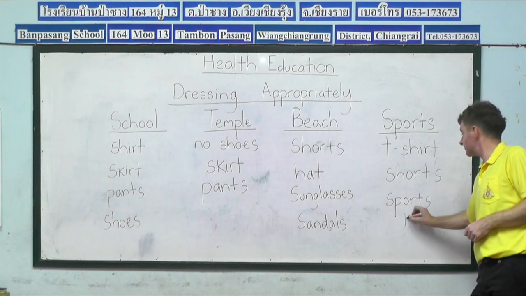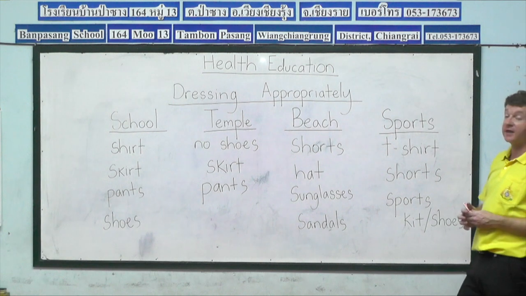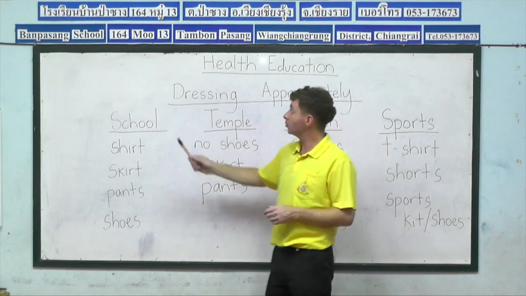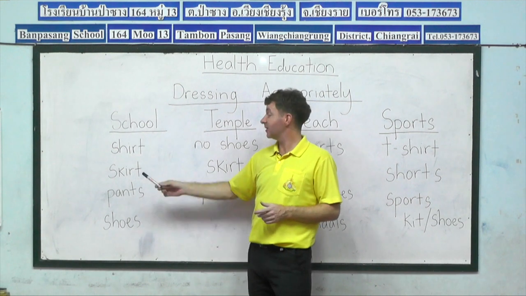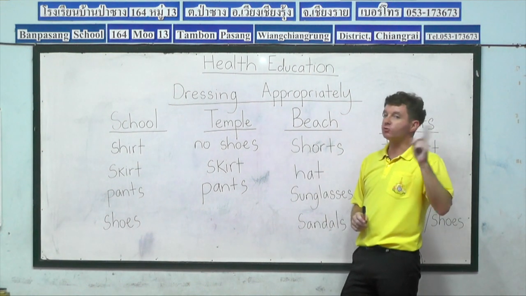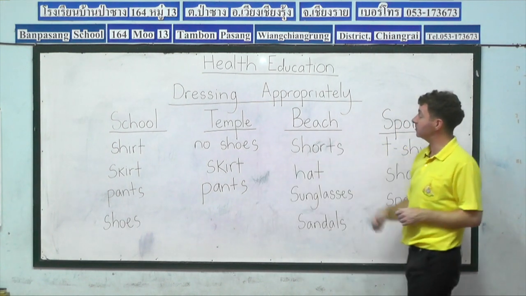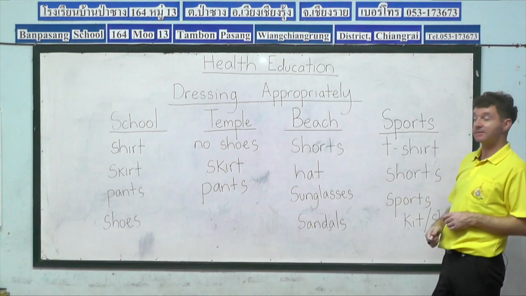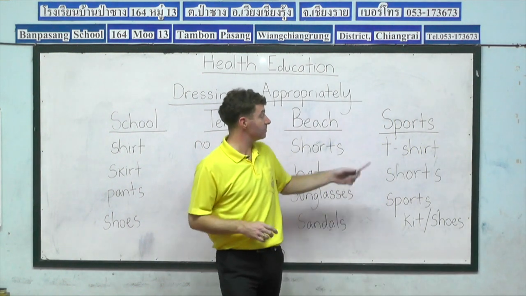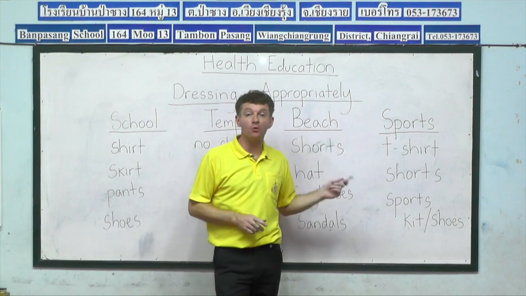P-O-R-T-S. Sports kit. And shoes. So you can see the different places and the different ways in which we can be dressing appropriately. School: shirt, skirt, pants, shoes. Temple: no shoes, very important. Skirt, pants. And at the beach: shorts, hat, sunglasses, sandals. And then finally, if we want to play sports, we might wear t-shirts, shorts, sports kit, and sports shoes.